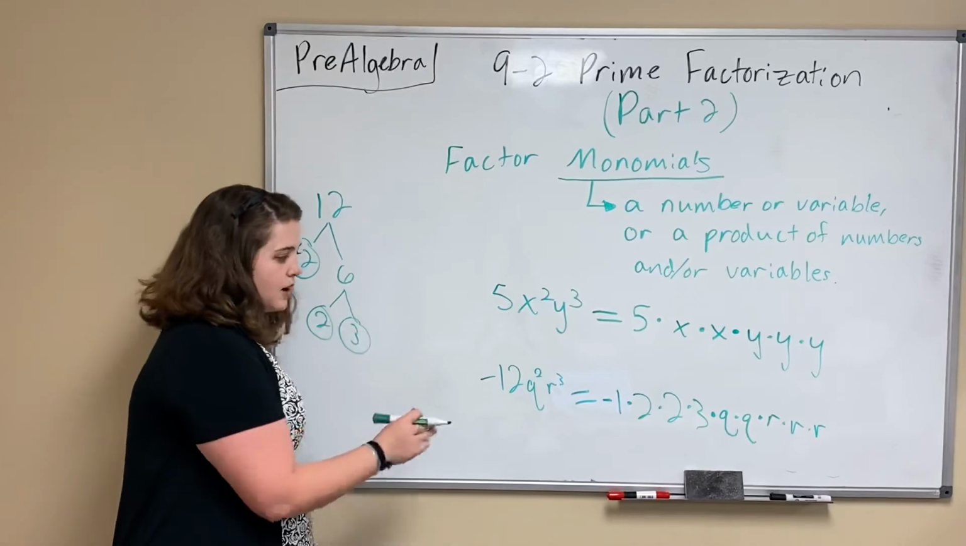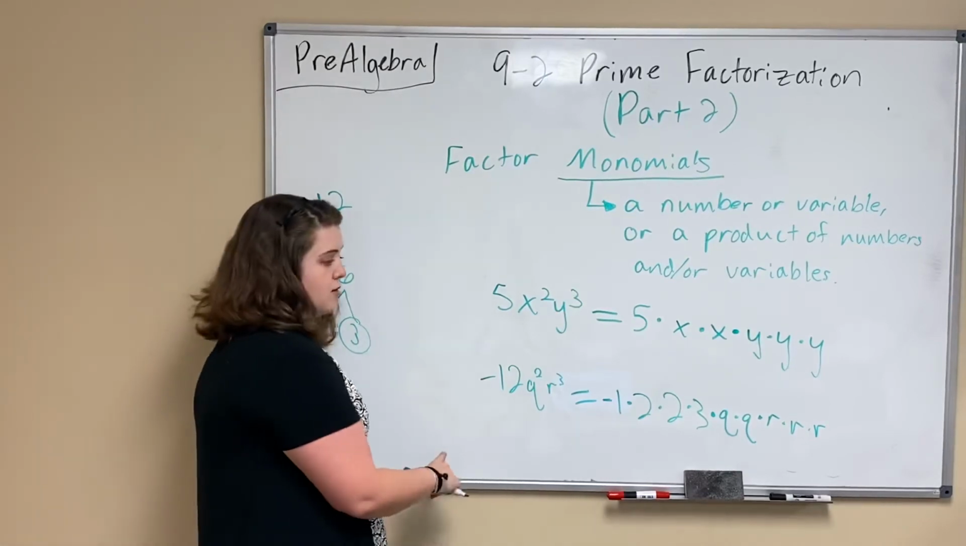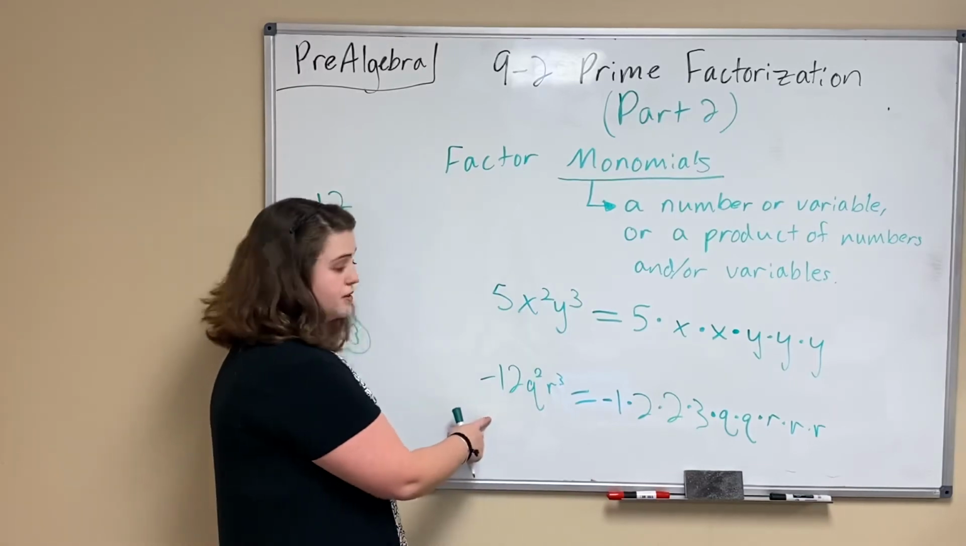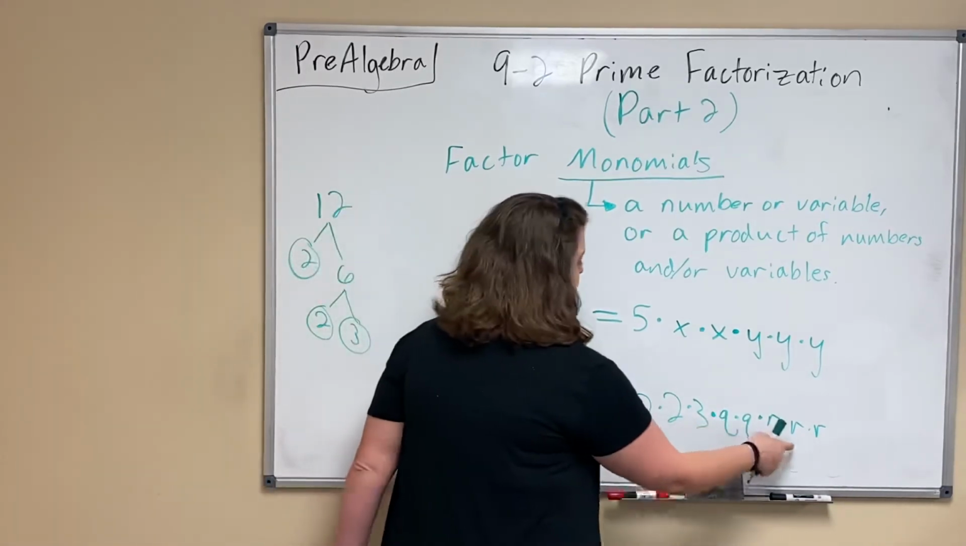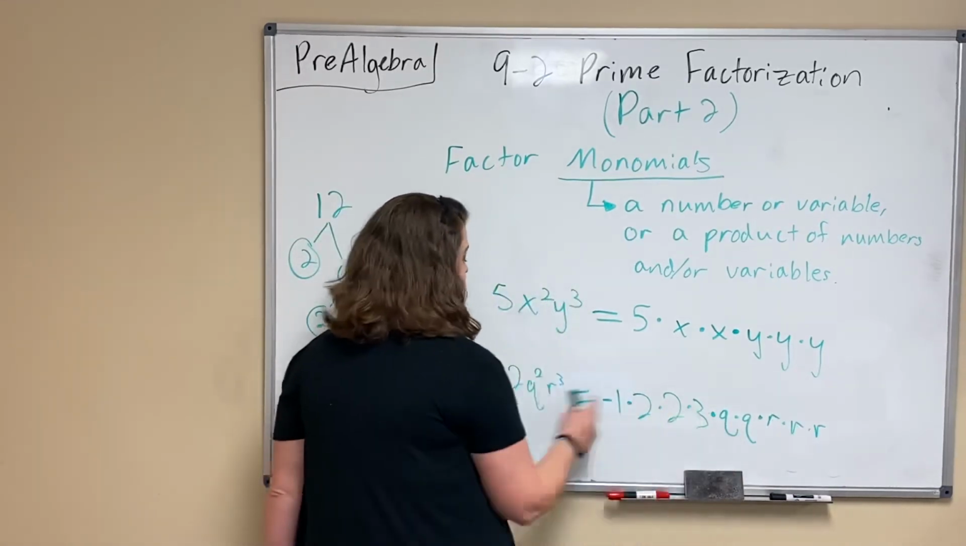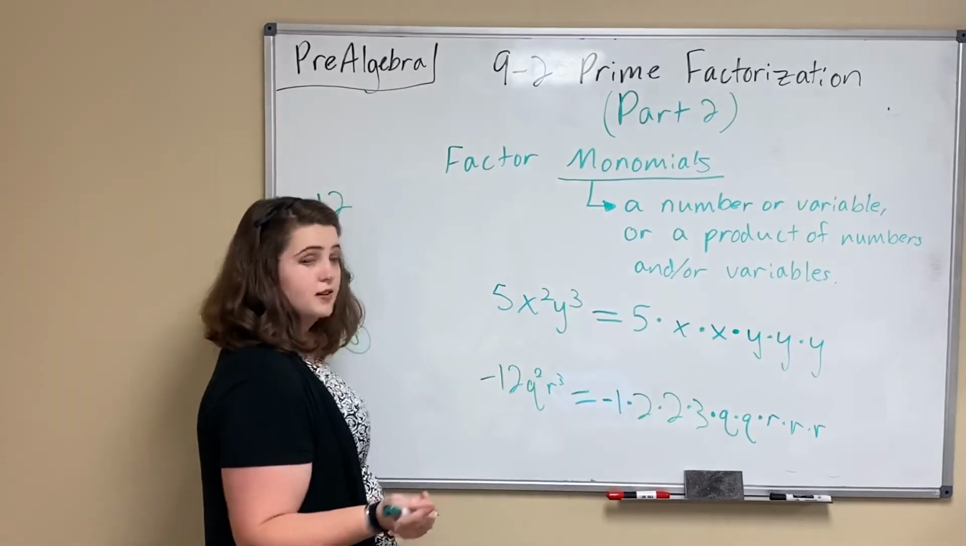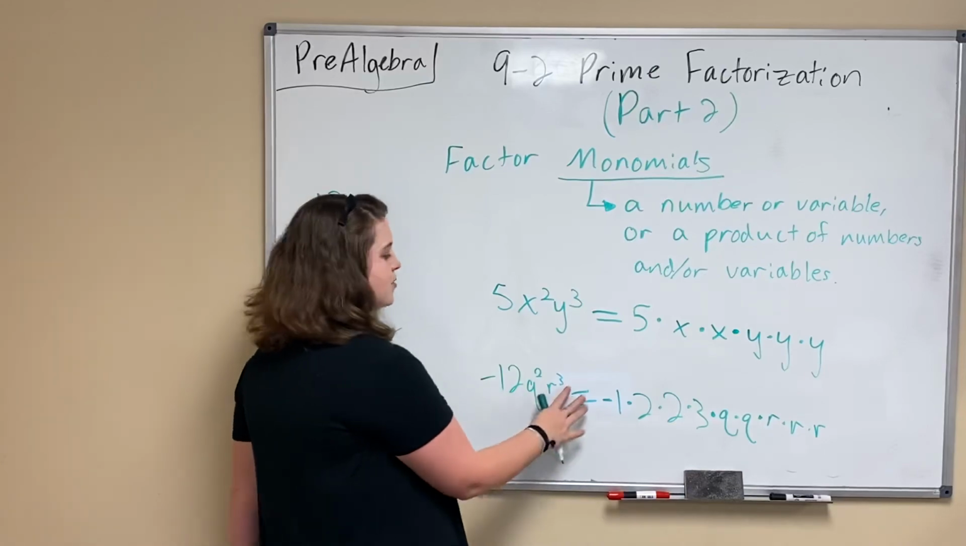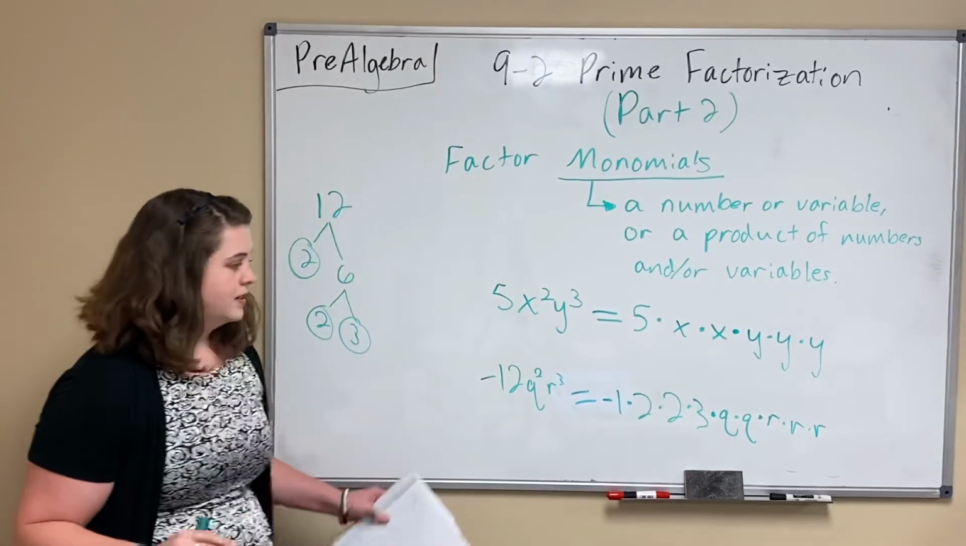So this is our prime factorization of this monomial. We had to factor the number first, then the variables. We had 2 q's because it's q raised to the second power. We had 3 r's because it's r raised to the third power. And then we're done.